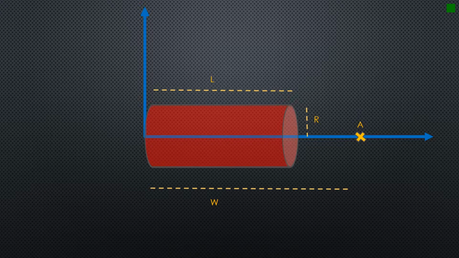A thin-walled hollow cylinder has a radius r and a length L. The cylinder lies on the x-axis with the left end at the origin. Find the electric field at location A that is on the x-axis, a distance w from the origin.